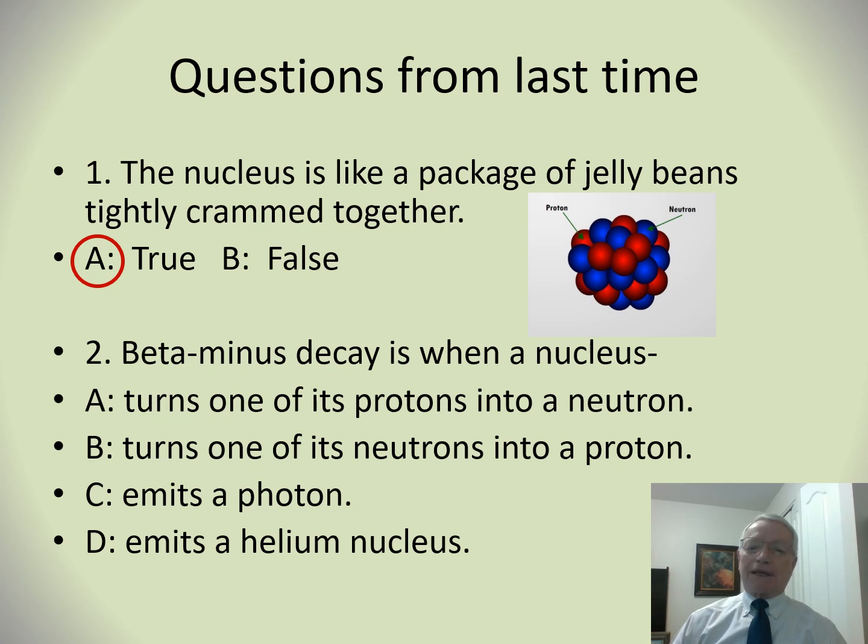Beta minus decay is when a nucleus does what? The answer is it turns a neutron into a proton. You can tell because it's called minus decay. That means an electron comes out. If an electron comes out of the nucleus, then something inside has to become positive, and the only way that can happen is for a neutron to become a proton.